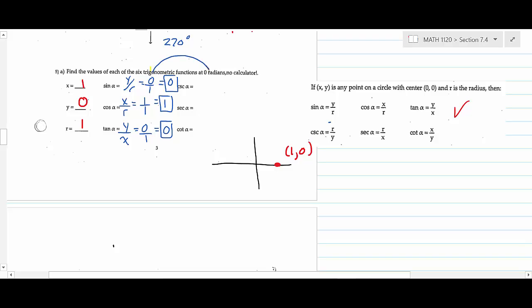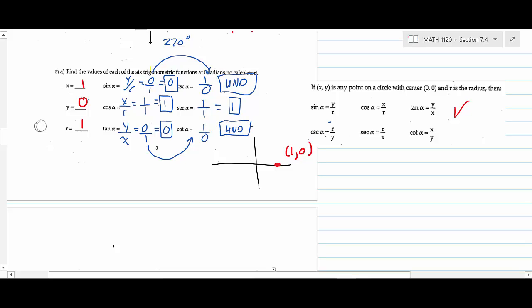So what is the reciprocal of 0 over 1? It'd be 1 over 0. What do you know about that? It's undefined. So the cosecant of 0 radians is undefined, and you'll get into that some. Okay, the secant would be the reciprocal of the cosine, so that's still 1. Okay, and then the cotangent would be the reciprocal of the tangent, so you would do x over y, so that would be 1 over 0, so that's also undefined.